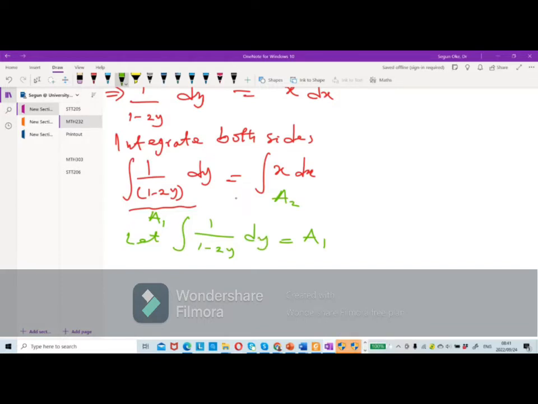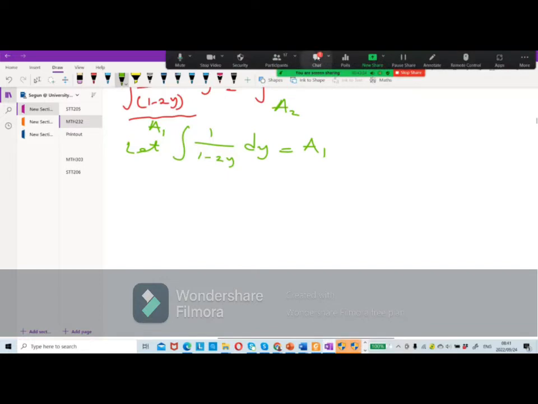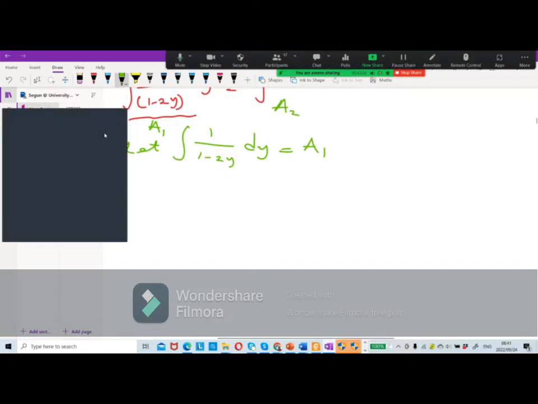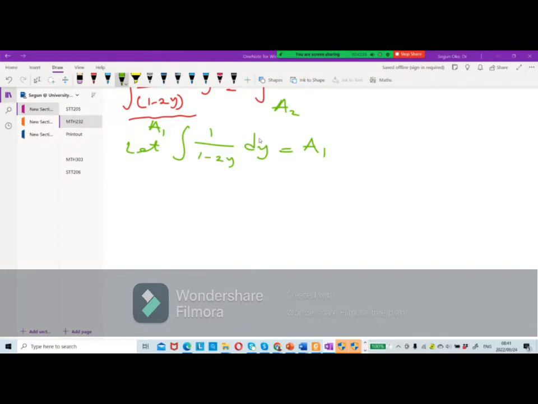How do we integrate something like this? All we need to do is just say, let u equal 1 minus 2y. Then du/dy will be what? Who can differentiate this? What is the answer? -2. -2.